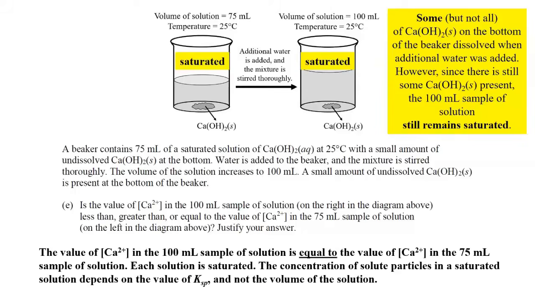Take a look. The value for the concentration of calcium ions in the 100 milliliter sample of solution is equal to the value for the concentration of calcium ions in the 75 milliliter sample. Each solution is saturated, and again, the concentration of solute particles in a saturated solution depends on the value of KSP and not on the volume of the solution.